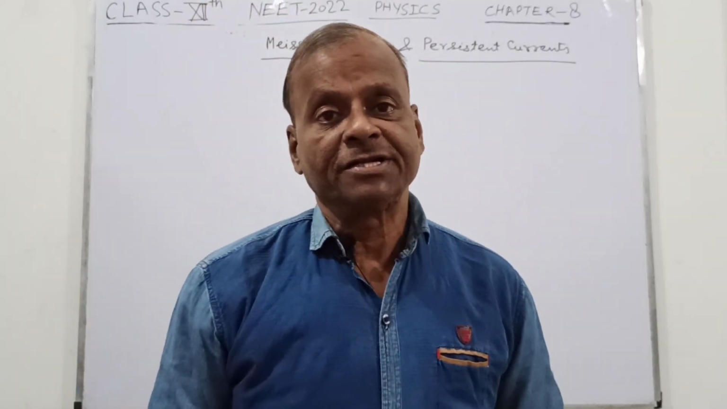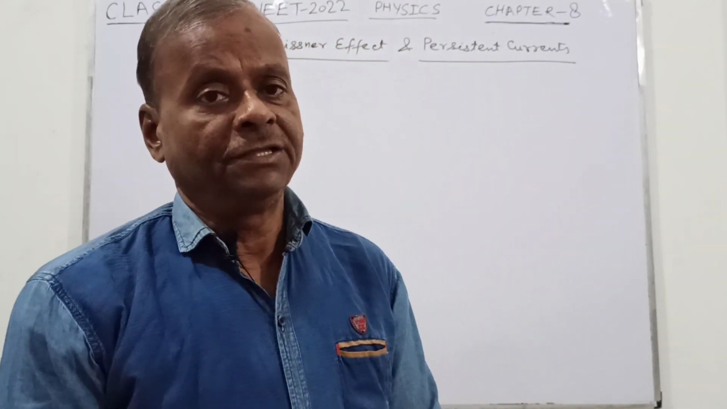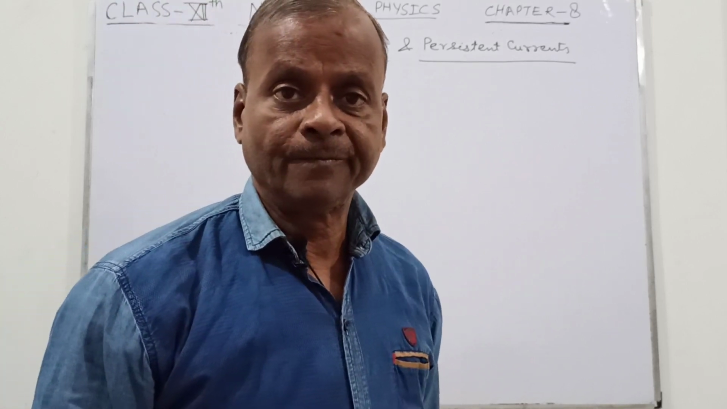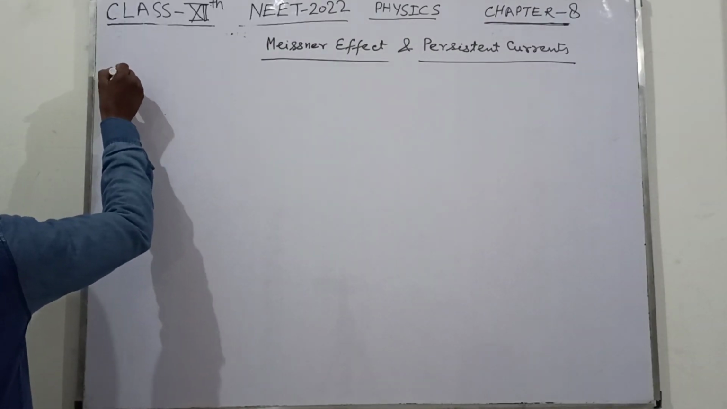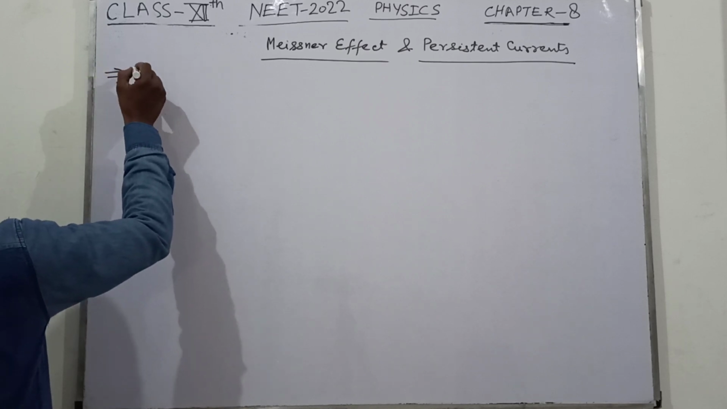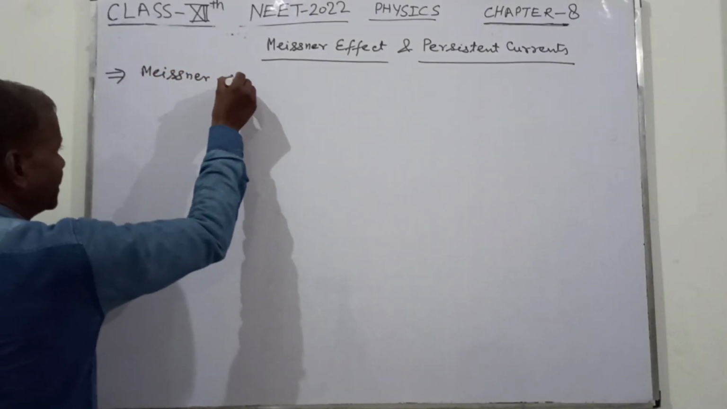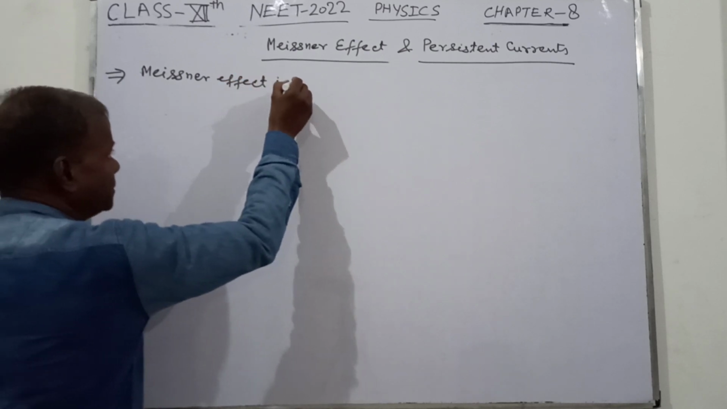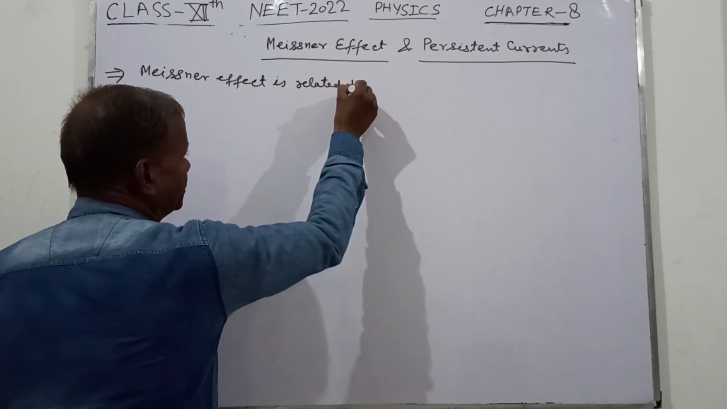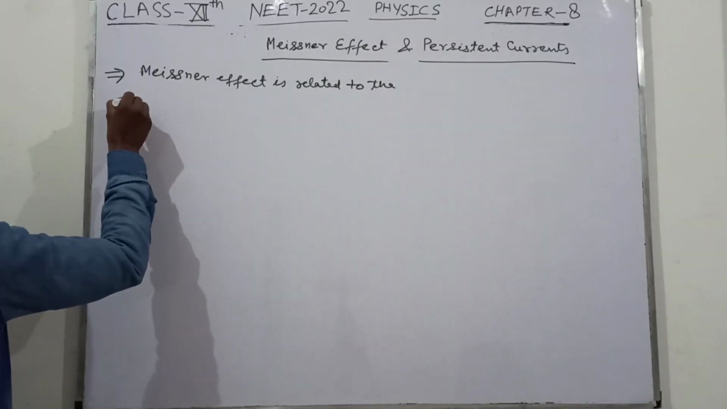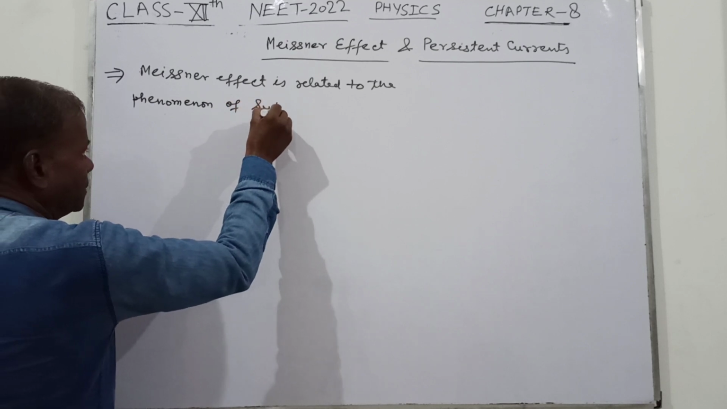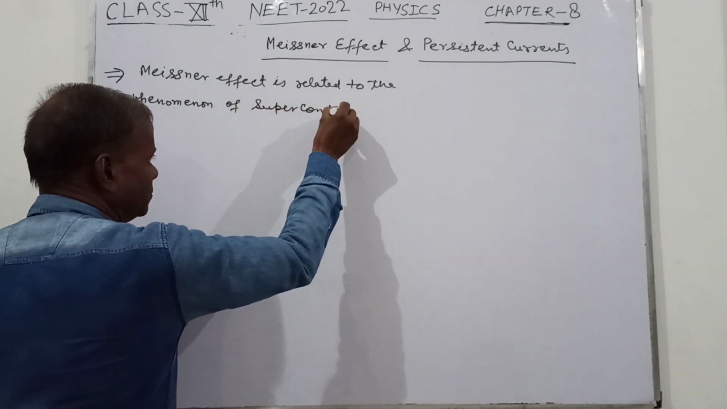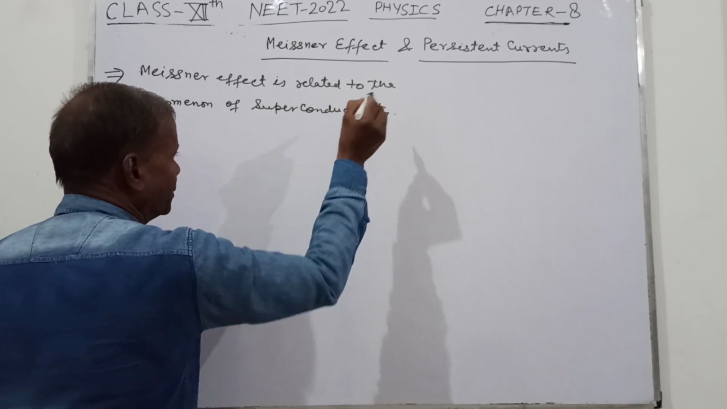Now I am telling you about the Meissner effect and the persistent current. This phenomenon is related to superconductivity. The Meissner effect is related to the phenomenon of superconductivity.